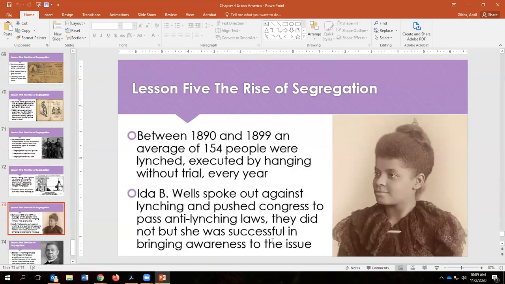Between 1890 and 1899, an average of 154 people were lynched, which means executed by hanging without trial, every year. Ida B. Wells spoke out against lynching and pushed Congress to pass anti-lynching laws. They did not, but she was successful in bringing the awareness to the issue.